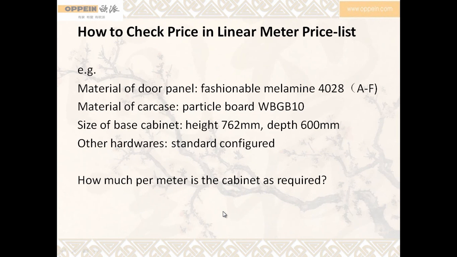How to check price in the linear meter menu? Let's take this case for example. Material of door panel is fashionable melamine 4028. Material of carcass is particle board WBGB10. The height of base cabinet is 762 mm and depth is 600 mm. Other hardware is standard configured. So how much per meter is the cabinet as required?